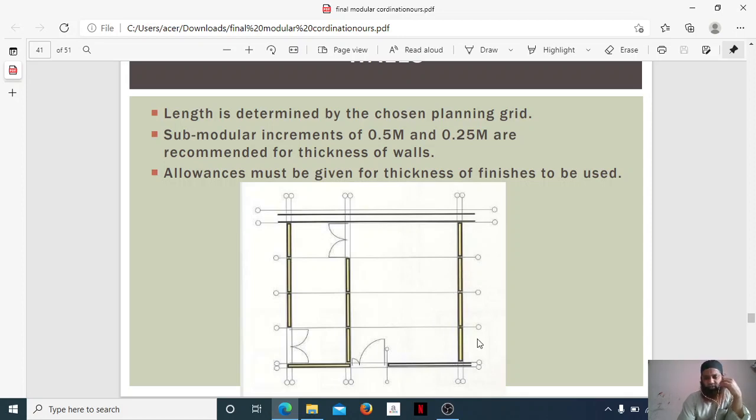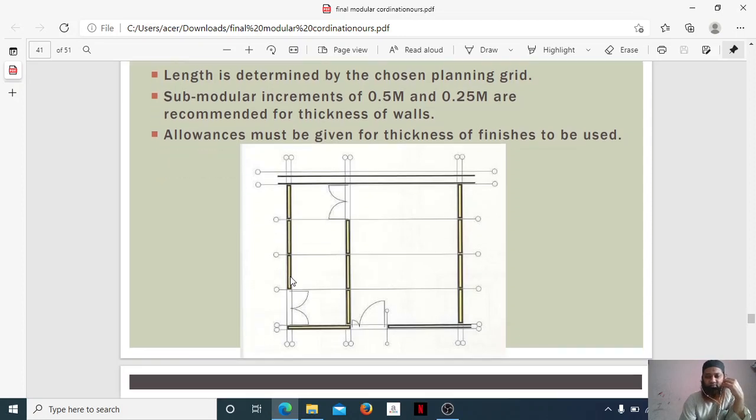Whatever we want, we can just mark it here. Sometimes we even have the 6-inch wall, so we can mark whatever we need, as per our need, into the grid. Allowance must be given for thickness of finishes to be used. For finishes also, that allowance should be given here. So whatever our need is, that can be marked here itself.